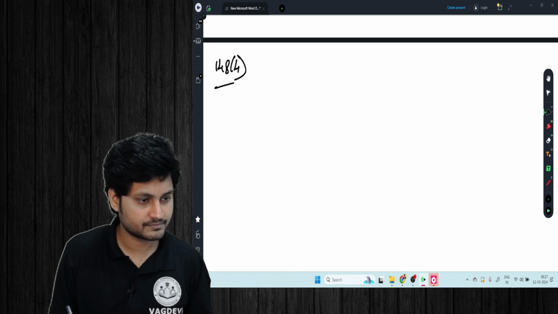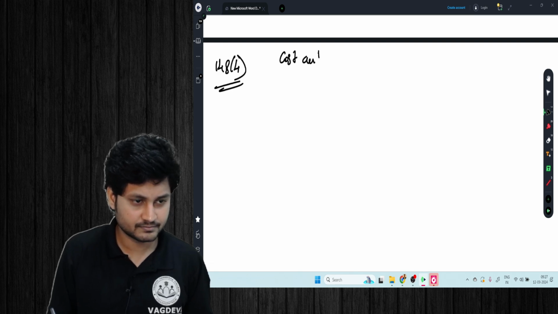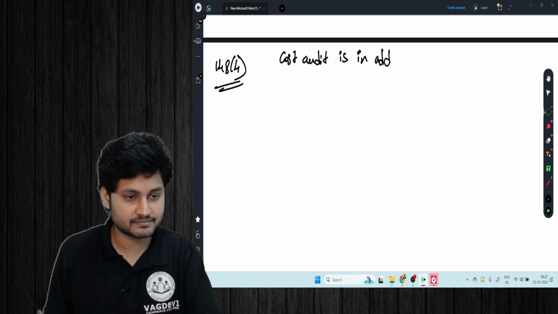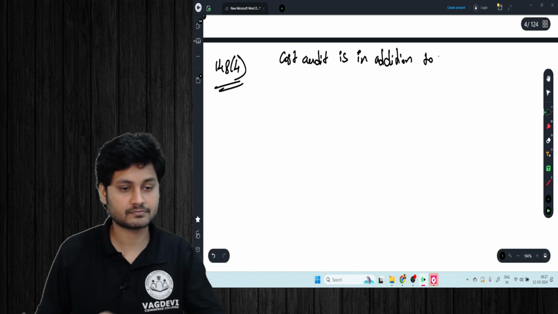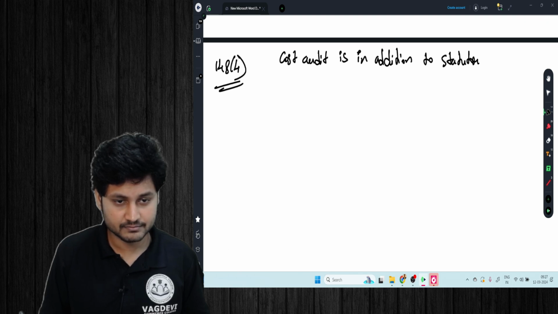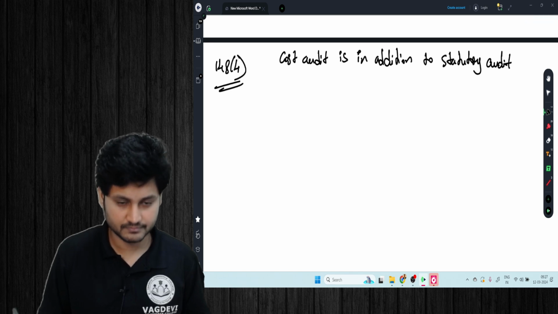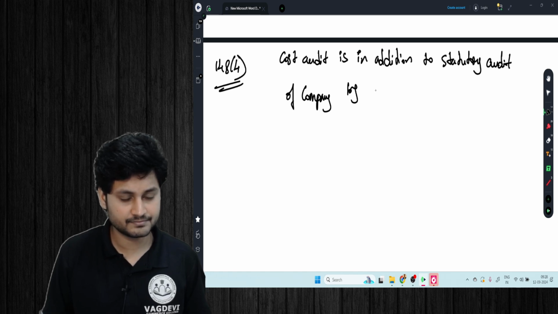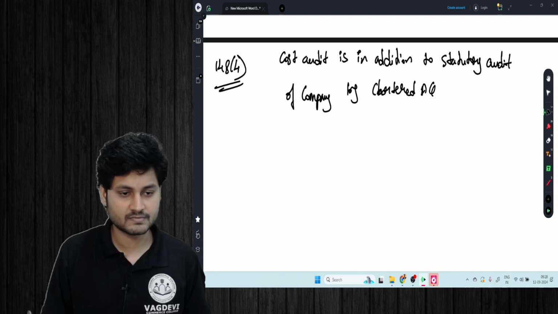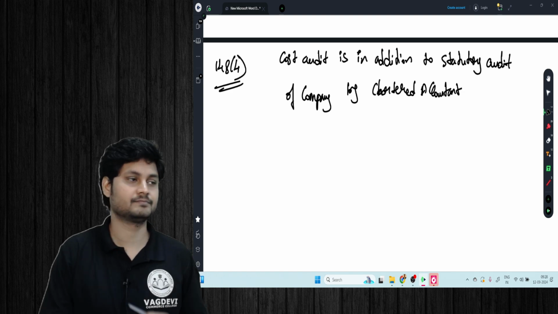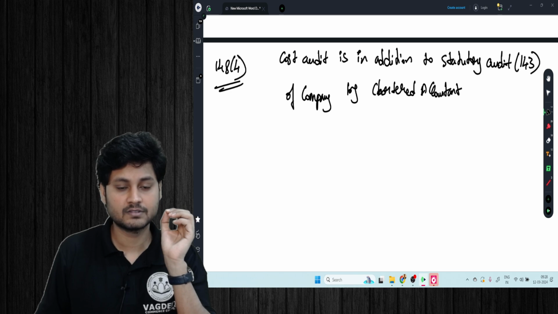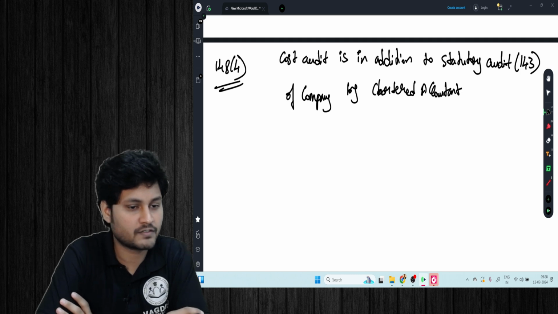148 subsection number 4. Cost audit is in addition to statutory audit of companies by a chartered accountant. Statutory audit under section number 143 of a company is by a chartered accountant.